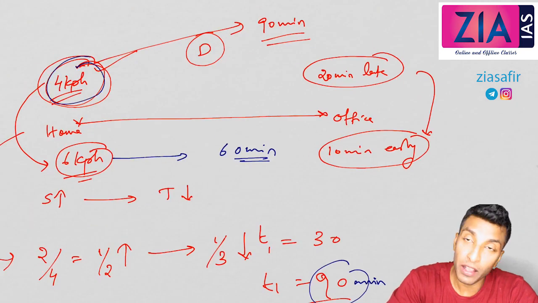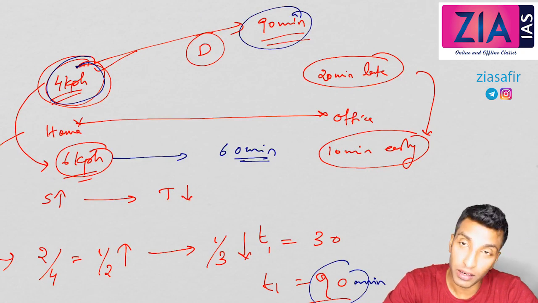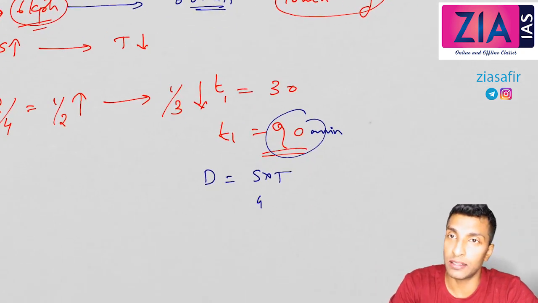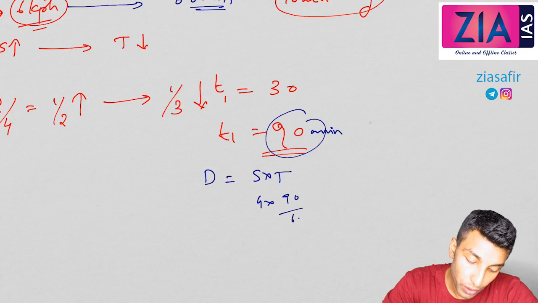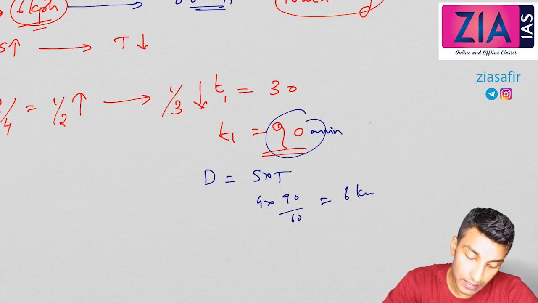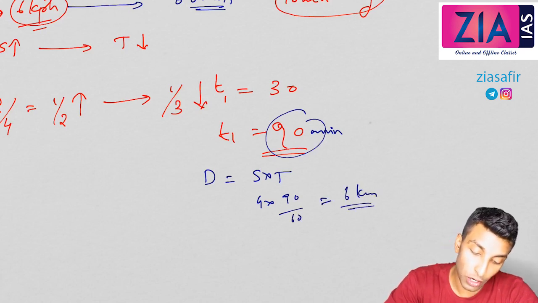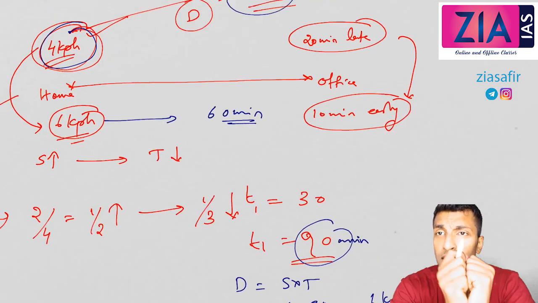Distance is speed into time. We know the speed here, 4 km/h, and 90 minutes. You got the answer. Speed and time you got, right? So 4 into 90 divided by 60. So you get 6 km. So the distance is 6 km.